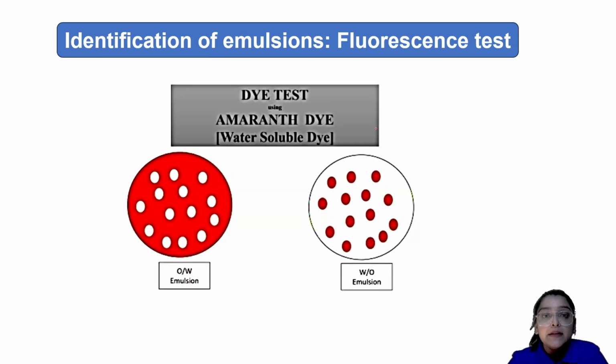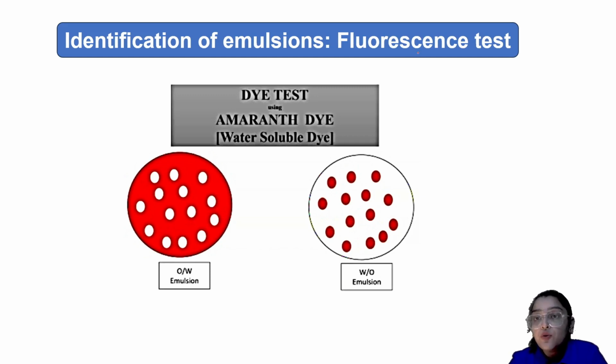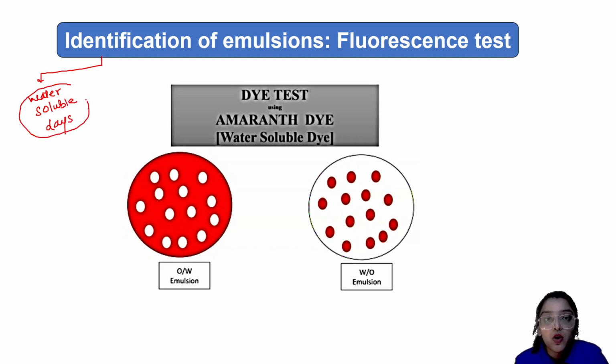Next comes the fluorescence test, the dye test. You must know what the water soluble dyes are. I'll just write it here. Direct questions are asked from this point, students. If your dispersion medium is water, the water soluble dyes will color the water part.